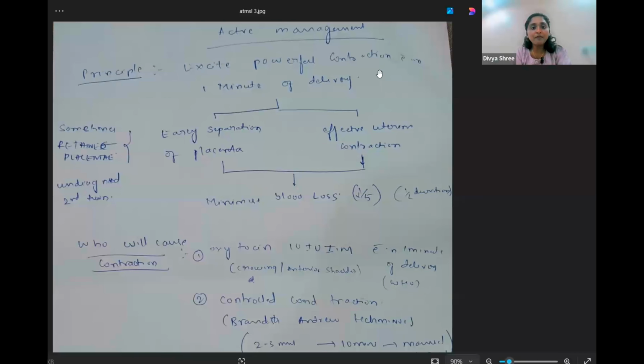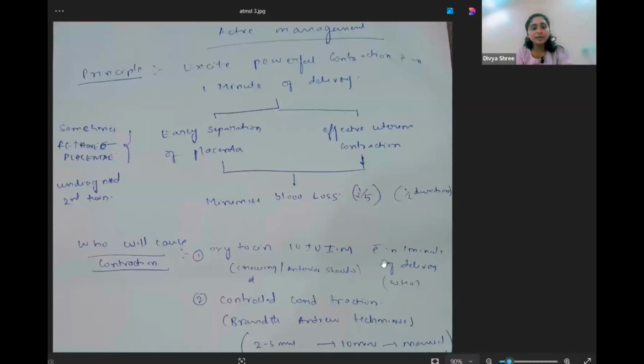You will just excite a powerful contraction by giving oxytocin or methergine so that there is early separation of the placenta and effective uterine contraction. This minimizes the blood loss by up to one-fifth, and the duration of the third stage is decreased to half.